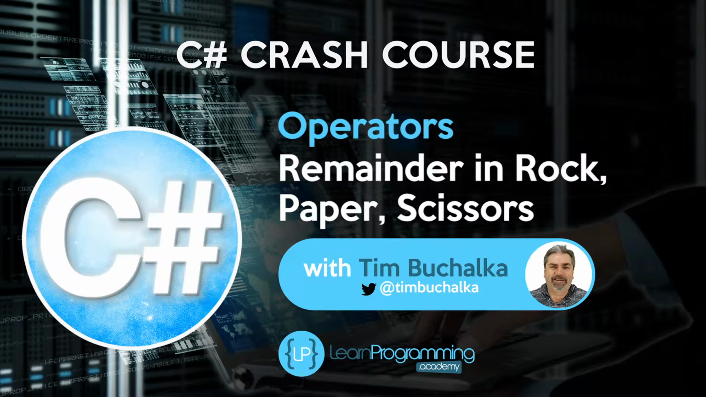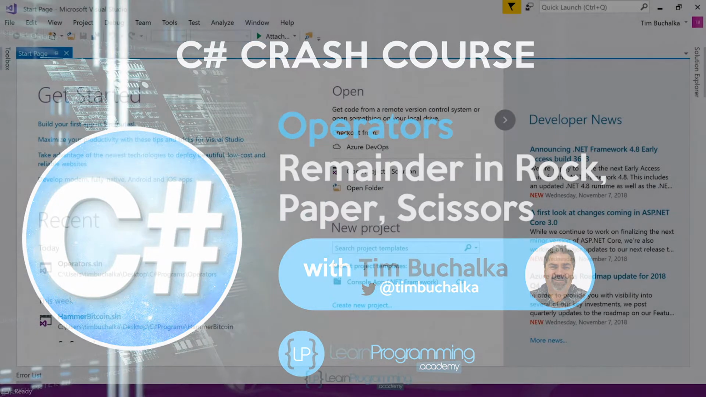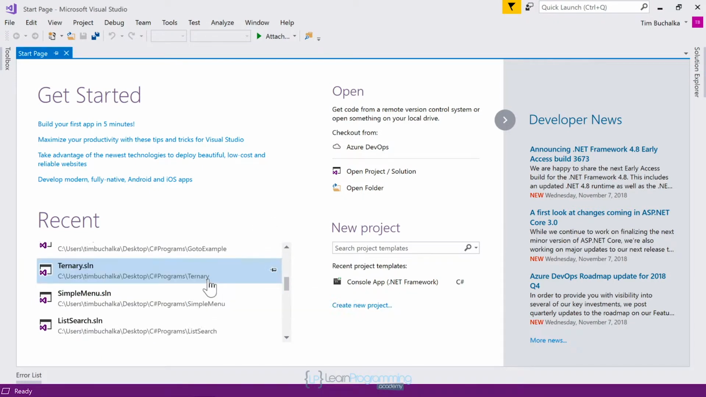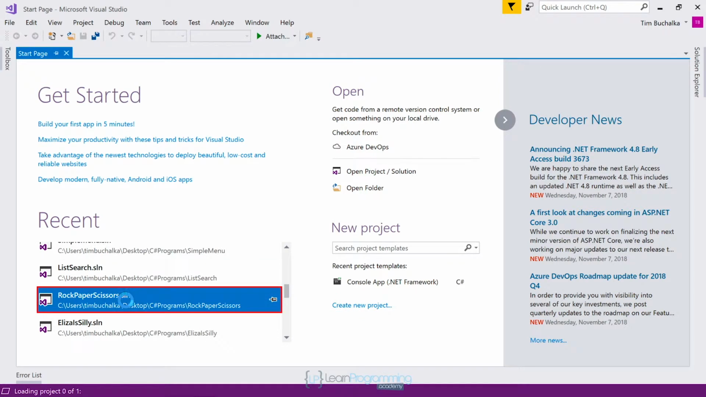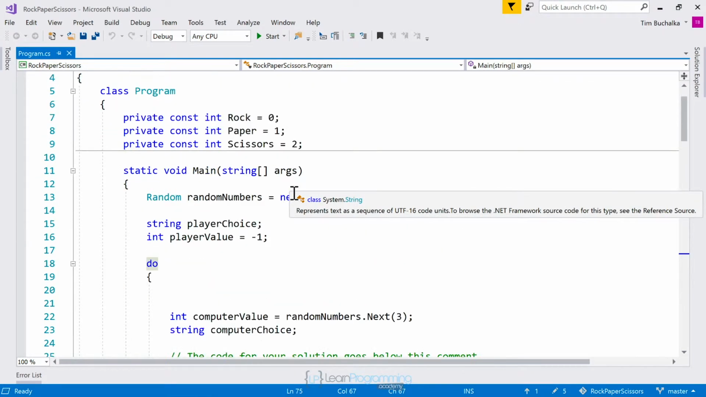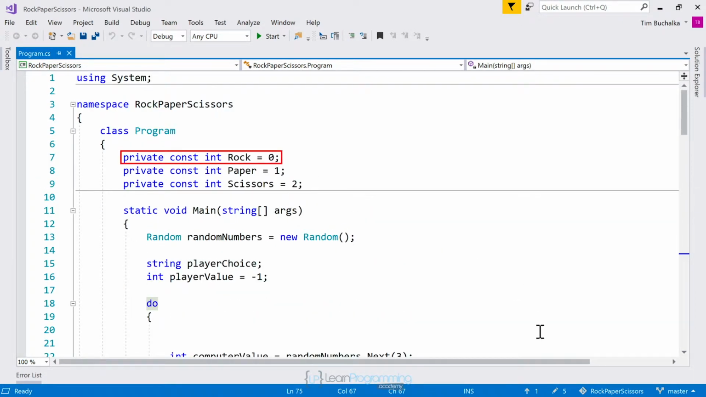Alright, so open up the rock, paper, scissors project from section 6 and let's see how the remainder operator can help us to check who won. Alright, what I'll do is add some comments next to the constants up here starting on line 7 to show what beats each one. So on the first one, for rock, we're going to put beats scissors.